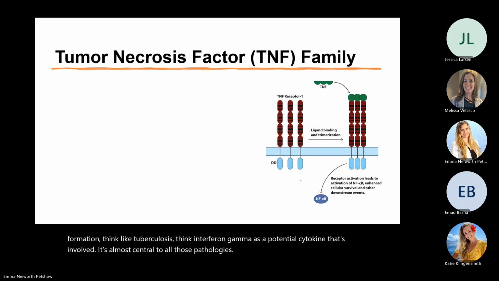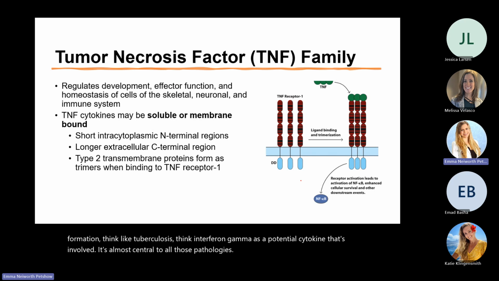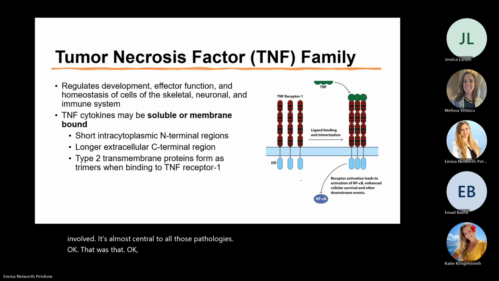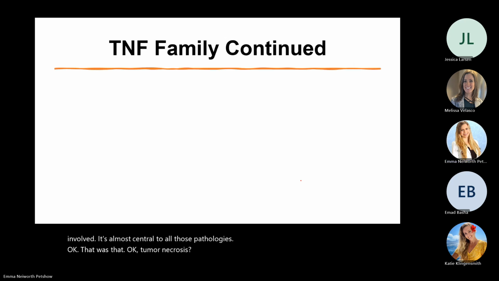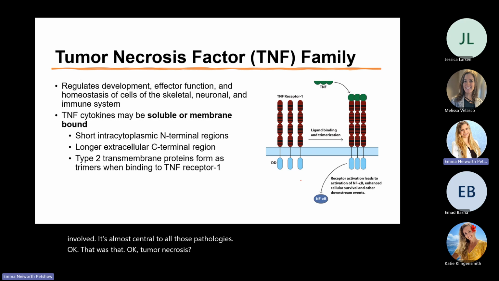Okay, that was that. Tumor necrosis factor. The tumor necrosis factor family is going to regulate development, effector function, and homeostasis across not just the immune system. It's going to affect the skeletal and the nervous system.